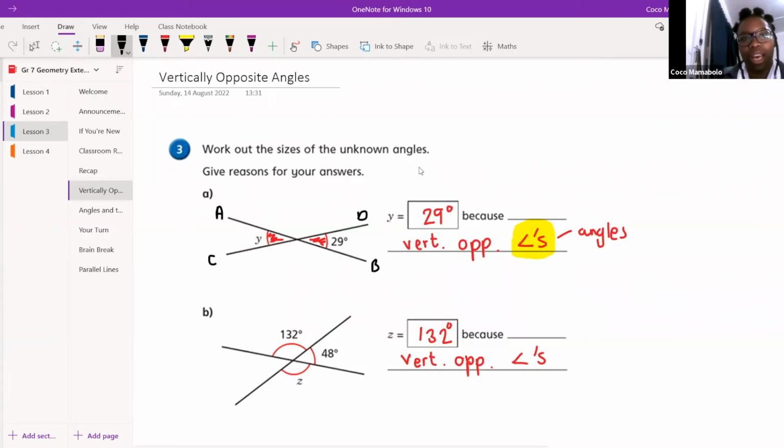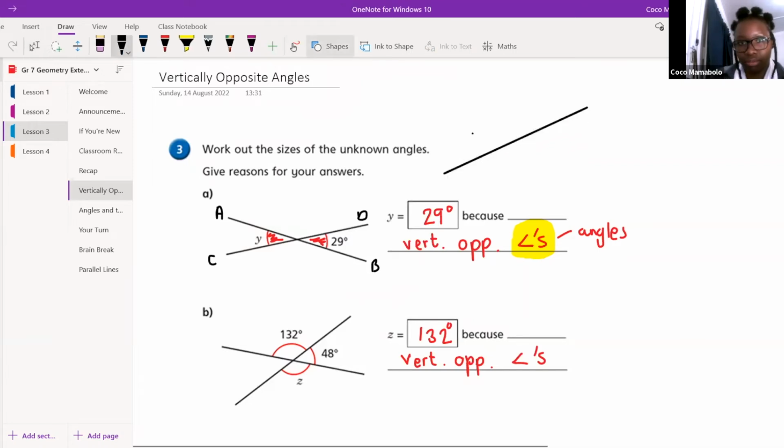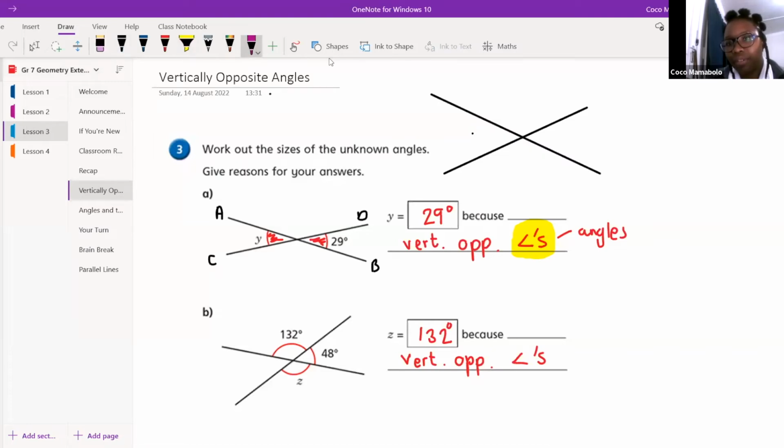Okay. So do you see how I draw two lines? I'm going to try and draw my own two lines here. I'm going to draw a line like this, right? That's one line. And then I'm going to draw another line like that. Now, what I'm telling you is if this over here is 20 degrees, this angle on the other side is also going to be 20 degrees. Do you get that?